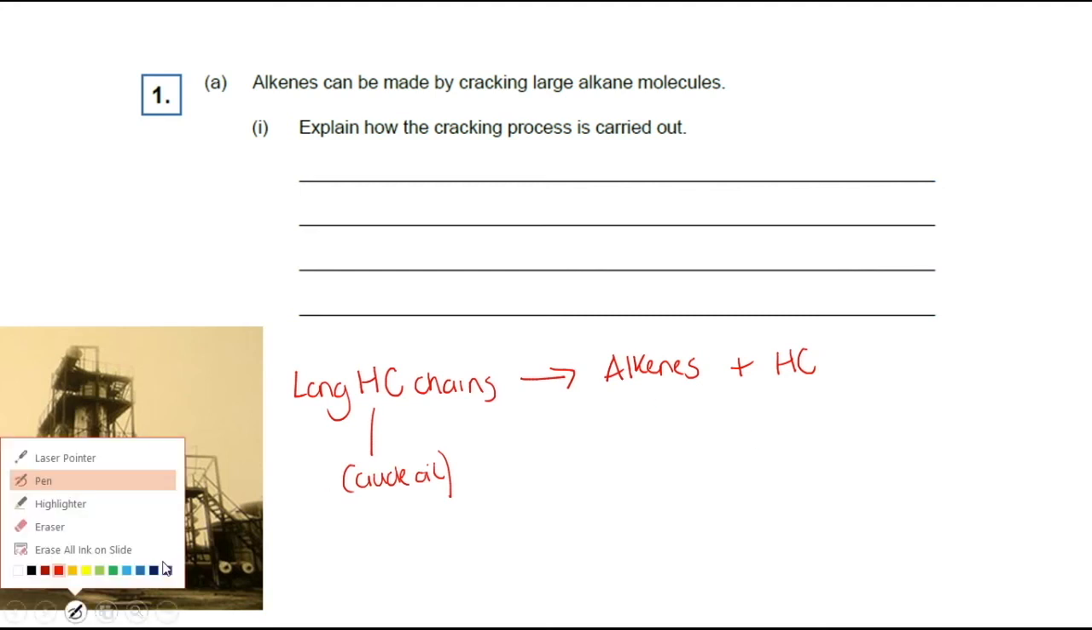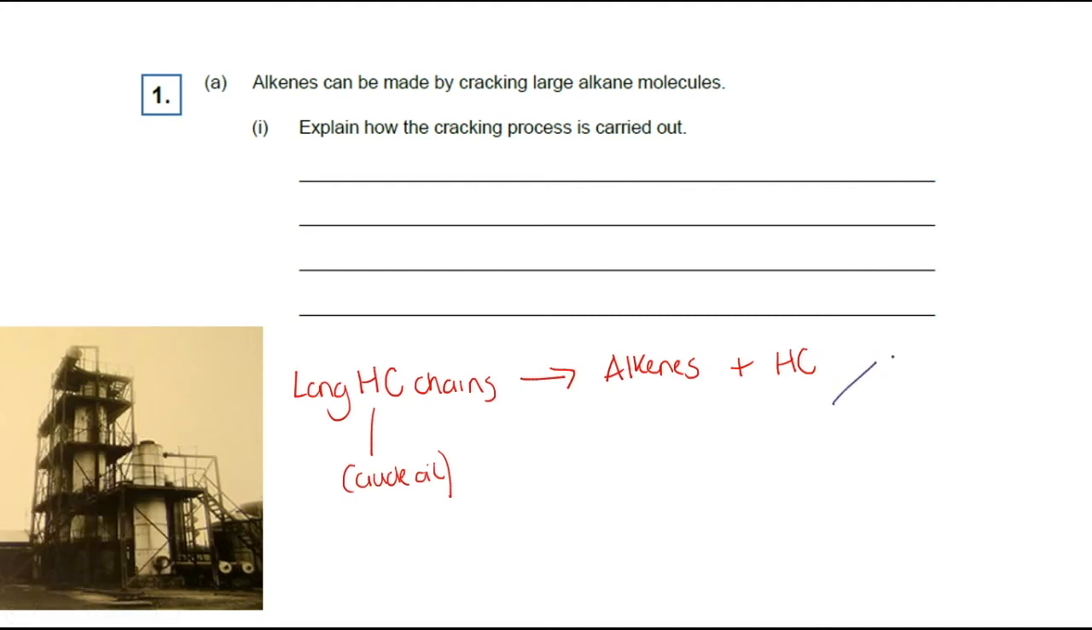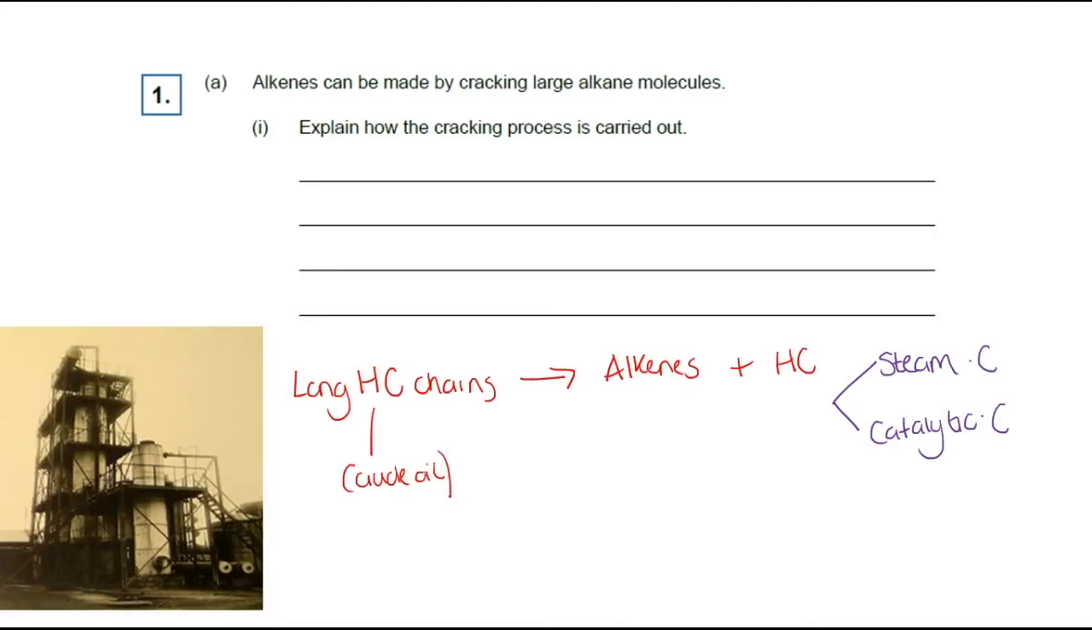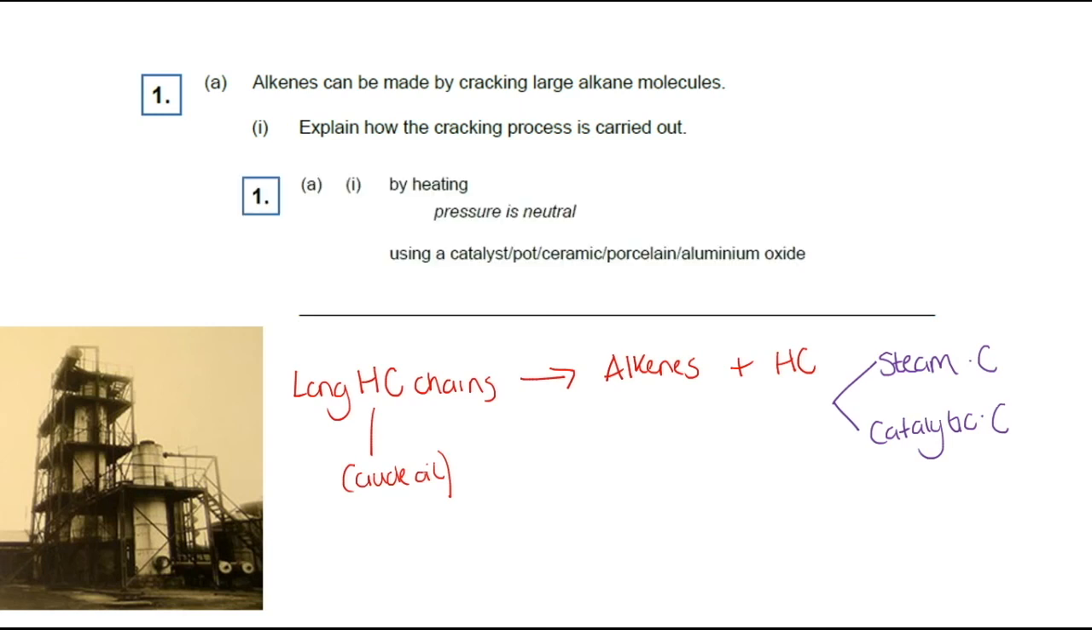Remember, I gave you 2 examples of cracking. You could do steam cracking or you could do catalytic cracking. So in catalytic cracking, you take the alkane, the long hydrocarbon chain, and you heat it up at very, very high pressures, add in a catalyst, and then you break it apart. So as you can see over here, it says by heating, and you use a catalyst such as aluminium oxide. You can use a ceramic part or porcelain.